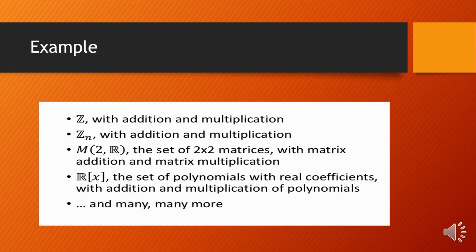We have some examples of rings. We have integers with addition and multiplication, natural numbers with addition and multiplication, the set of 2 by 2 matrices with matrix addition and matrix multiplication, the set of polynomials in a real variable x with real coefficients with addition and multiplication of polynomials, and many, many more.